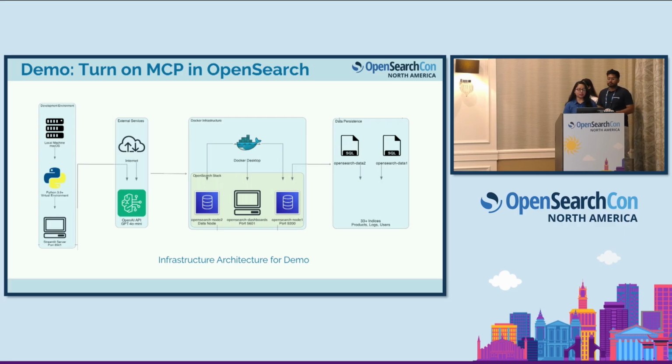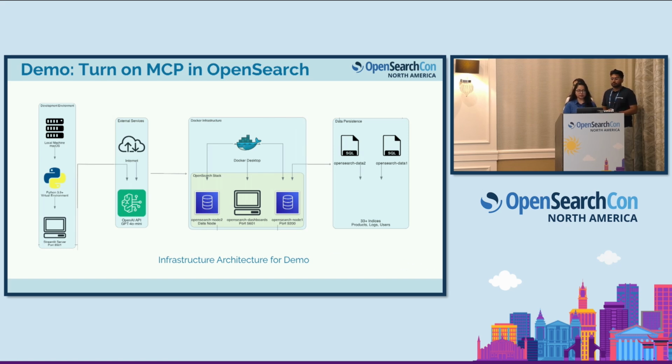And in our Docker containers, we are running OpenSearch dashboards and nodes. In the nodes, we have all the indices and products that we are using, and we are ingesting all the logs and metrics to OpenSearch. So we have created a FastAPI application for that as well.